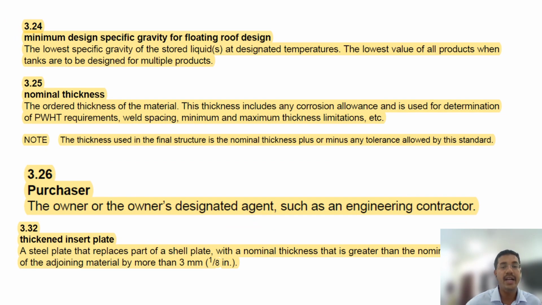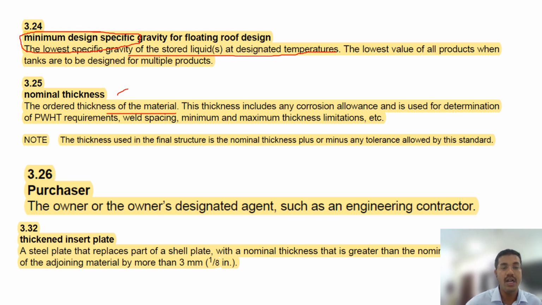Minimum design specific gravity for floating roof design. I told you specific gravity is considered when multiple fluids are used. At that time, we have to consider the maximum specific gravity during design. But for a floating roof, the lowest specific gravity for the stored fluid at the designated temperature should be considered, because if it is highest, then it will shrink very fast.